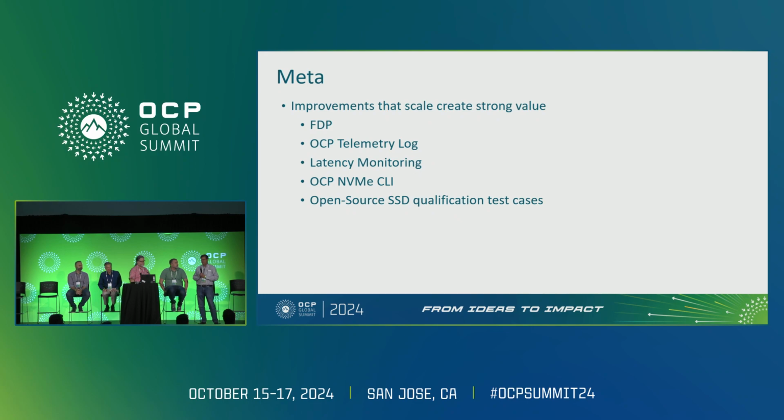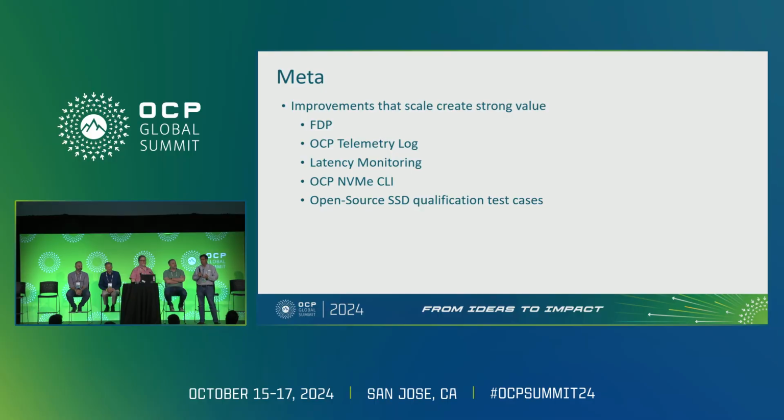Great. On the Meta side, I think there are a bunch of improvements that create a lot of value at scale. Earlier today, we talked about FDP and all the benefits around that, whether it be wear, power, performance, QoS. The telemetry, you've heard everybody talk about it. I'm going to continue this message: debug quickly, efficiently, predicting problems ahead of time, all super important. Latency monitor feeds into that of identifying problems quickly and being able to resolve them.